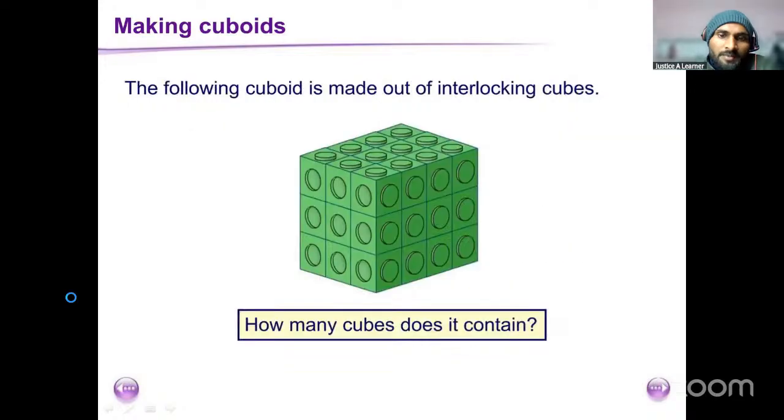Now listen to me. So this was the actual figure. The following cuboid is made out of interlocking cubes. Now see properly. Cubes we are talking about. We are not talking about a surface. What you are trying to do, you are talking about a surface only. But how is a cube formed? How many faces does a cube have? Six. So a cube must have six faces.